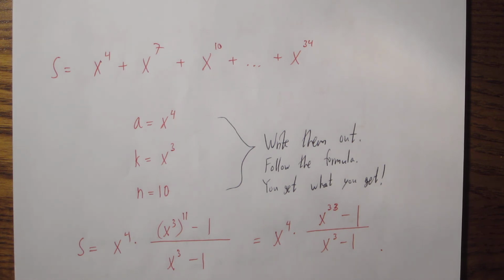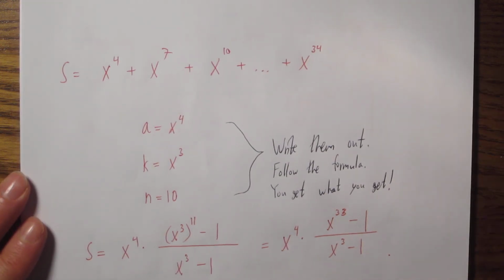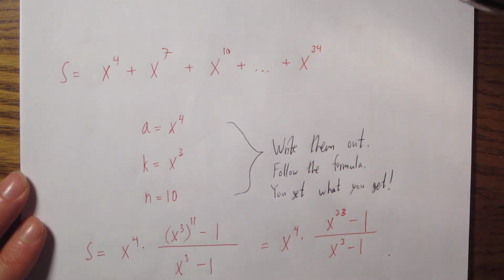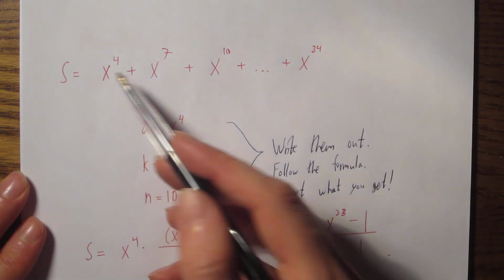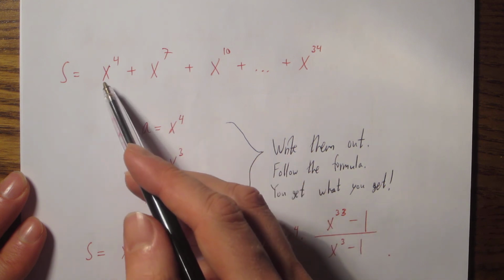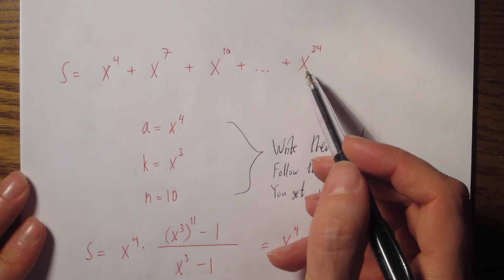Here's just a geometric series. So how do you apply the formula? You identify what is a, the starting term, x^4. What's k? What do you need to multiply this by to go to the next one? x^3, so that's k. How many times do you multiply by k? That's x^3 to go from the first one to the last one.